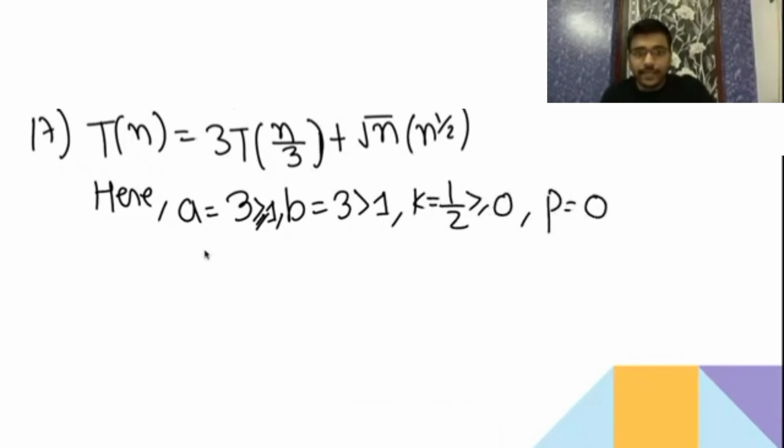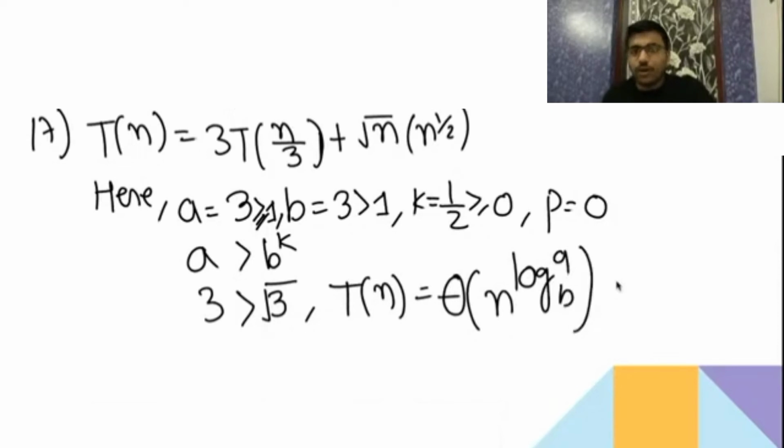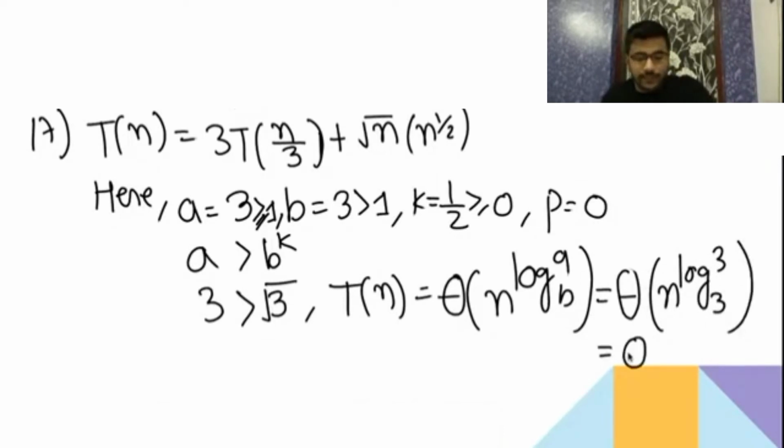Now compare a and b to the power k. a is 3 and b to the power k is root 3. a is greater than this, so a is greater than b to the power k, then Tn is going to be theta n to the power log a base b. So n to the log a, where a is 3 and b is 3, you are going to get theta n. Am I clear?